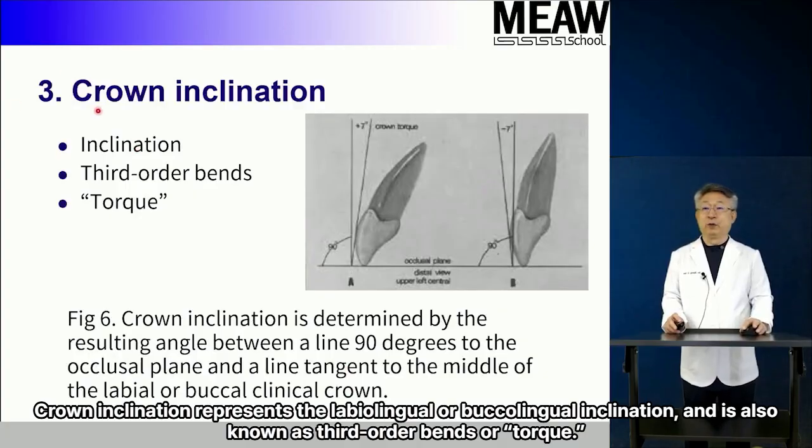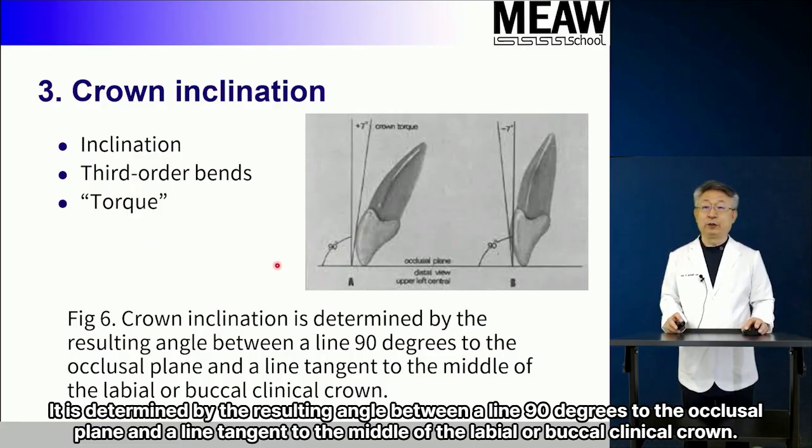Crown inclination represents the labiolingual or buccolingual inclination, and is also known as third-order bends or torque. It is determined by the resulting angle between a line 90 degrees to the occlusal plane and a line tangent to the middle of the labial or buccal clinical crown.